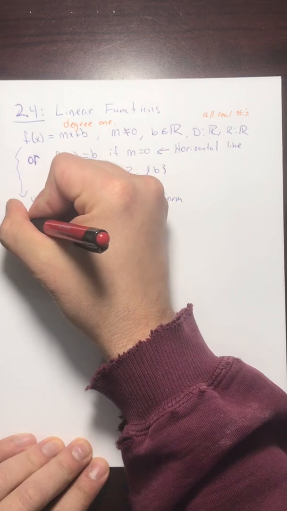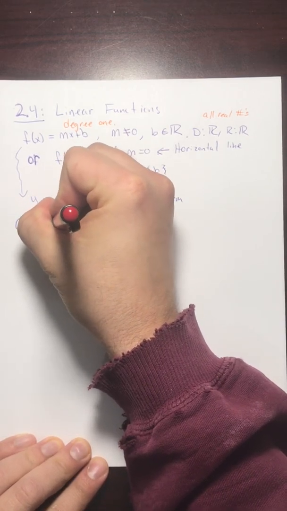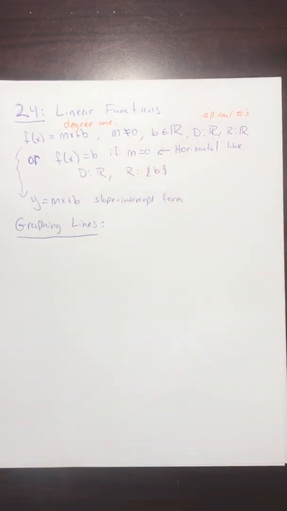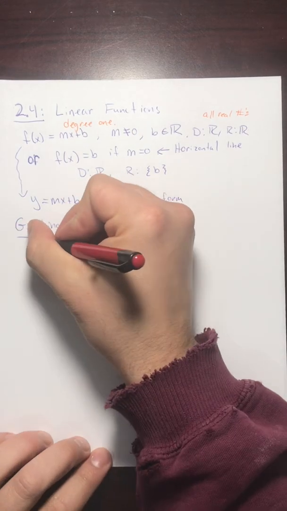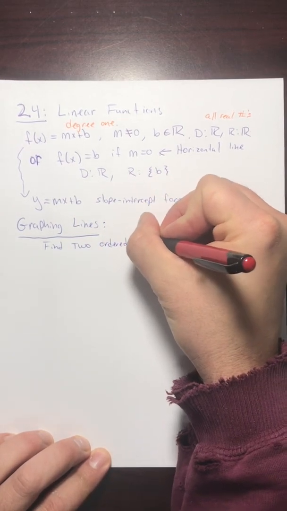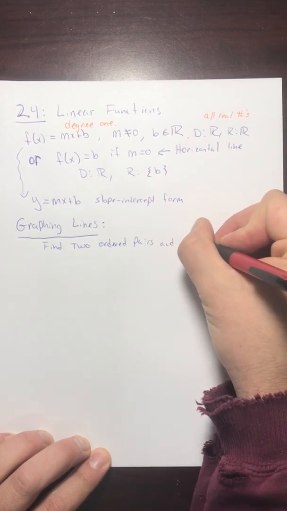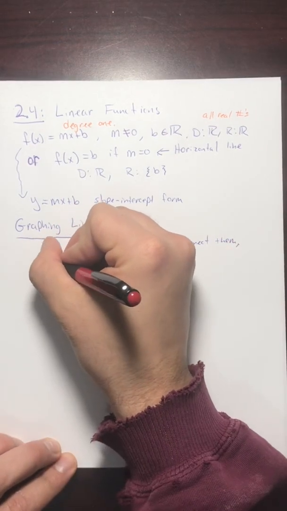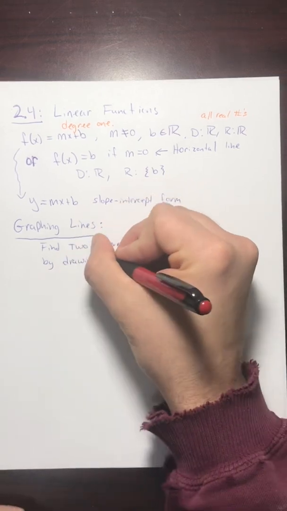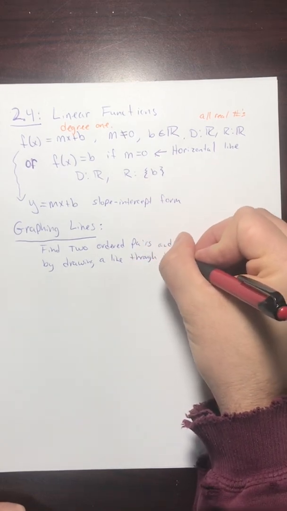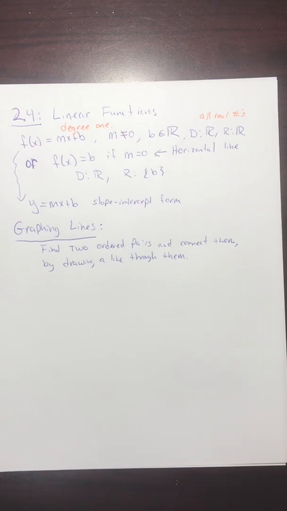So about the easiest thing we can do here, graphing lines, no matter what, to graph a line, you find two ordered pairs and connect them by drawing a line through them. And so keep in mind that that's it. That's all we need to graph any line ever.